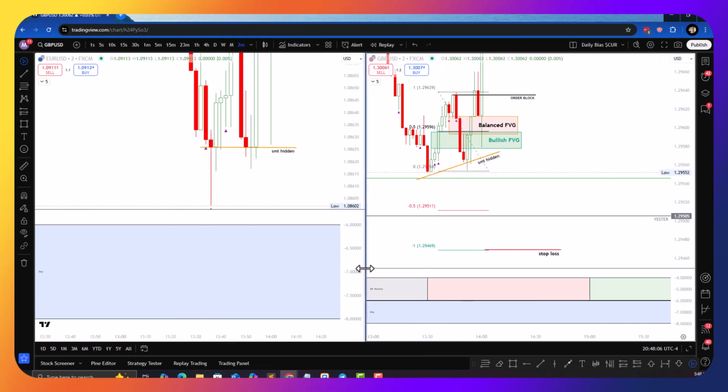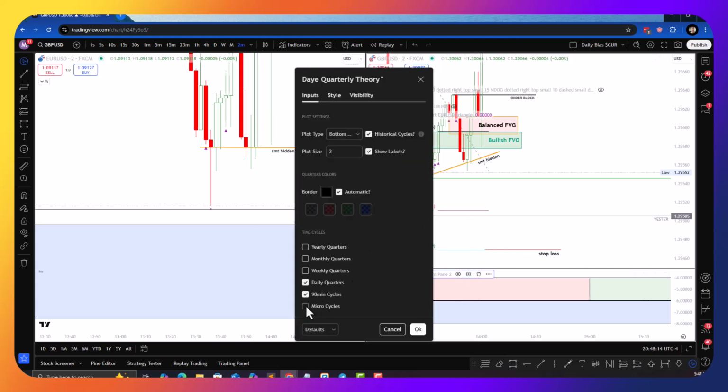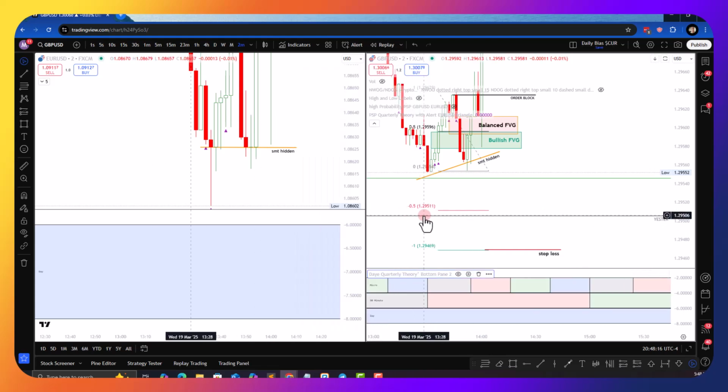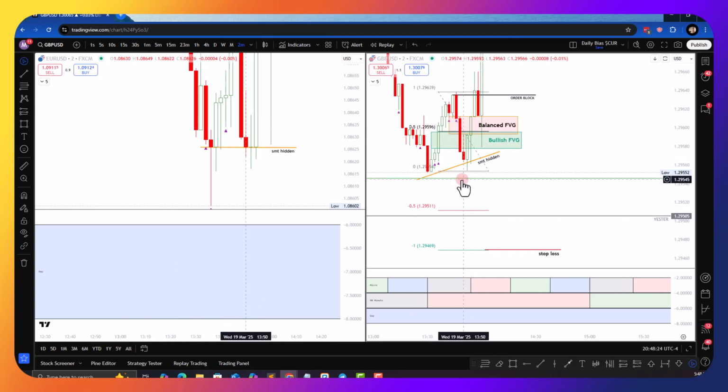So the hidden sequential SMT. So hidden SMT, and I'm just going to open up the microcycles real quick just to confirm if that was a, yeah, it was. So this is a sequential SMT with the lows here in this microcycle Q1 and microcycle Q2.